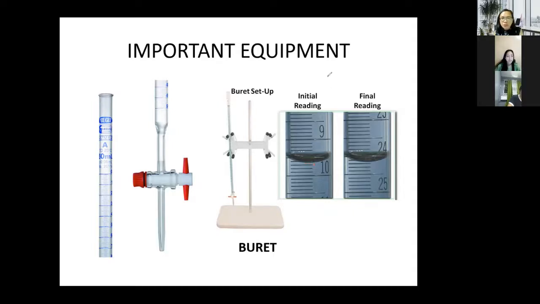Okay, so here we have a burette. Ang gamit natin, how do we read burettes? Kailangan pababa yung reading natin. 9.1, 9.2, dito ang 10, 10.1, ganyan. Pababa yung reading natin. Okay, so for the final reading, hindi rin siya umabot ng 24.2, so this is 24.15. Very good. It's 24.15.